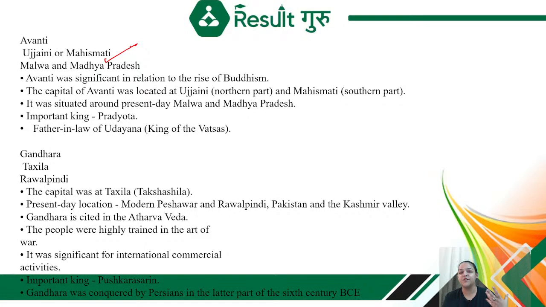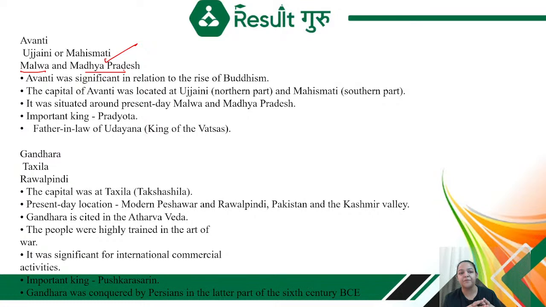Now, where is it located present day? It is located in Malwa and Madhya Pradesh. That is the present day location. So Avanti was significant in relation to the rise of Buddhism. Avanti plays a very important role in the rise of Buddhism. The capital of Avanti was located at Ujjaini and Maheshmati.